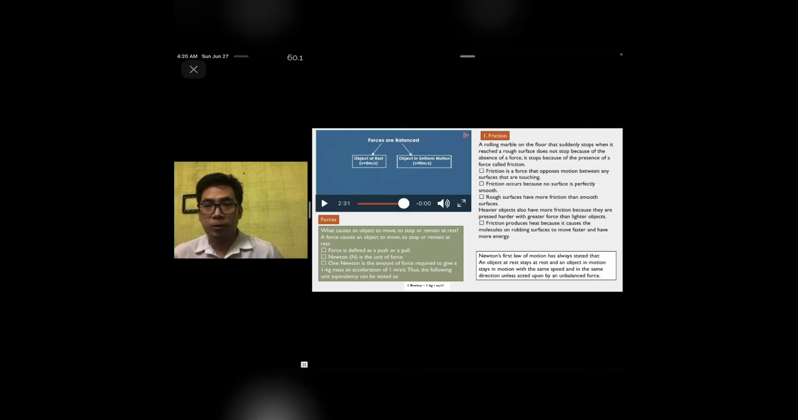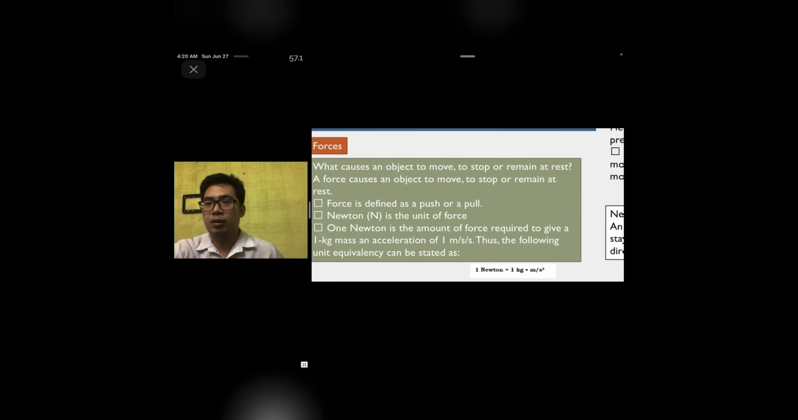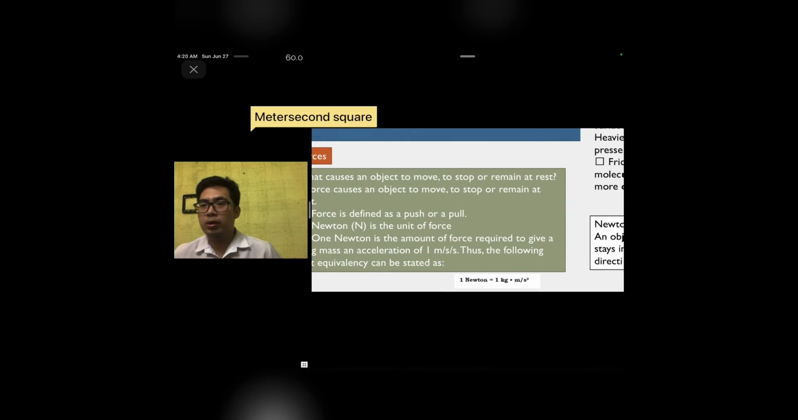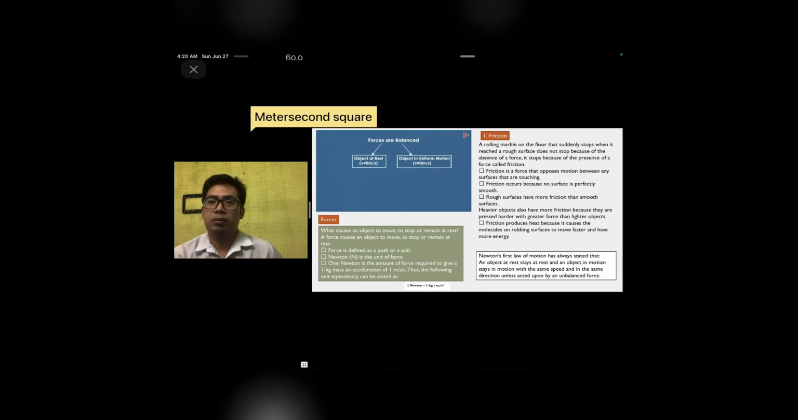Newton is the unit of force, and 1 Newton is the amount of force required to give a 1 kilogram mass an acceleration of 1 meter per second squared. Thus, the following unit equivalent can be stated: 1 Newton is equal to 1 kilogram times 1 meter per second squared.